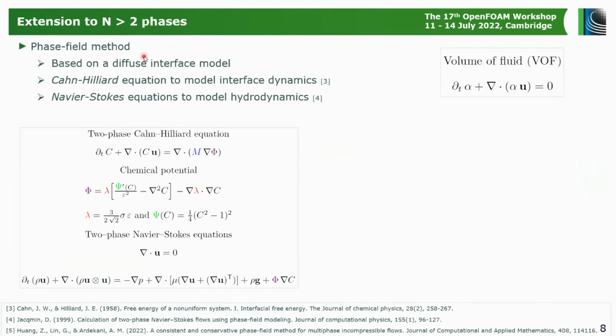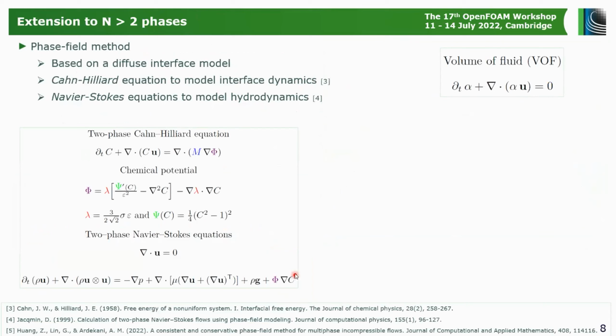So as I mentioned, we use the phase-field method. This is a diffuse interface model. In order to model interface dynamics, meaning evolution, dissolution, or even creation of interfaces, we use the Cahn-Hilliard equation, which is here. And in order to model hydrodynamics, we couple it to the Navier-Stokes equation using this coupling term, which is shown here.